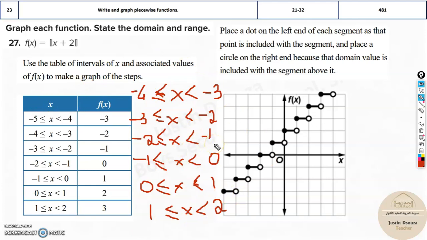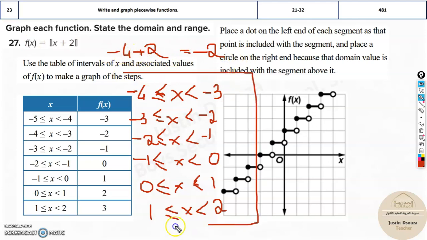Now what are the y values? Where do you have to plot? Very simple. What is the x value on the left side? Substitute over here. Now x is minus 4, plus 2. What is the y value? It is minus 2, right? So this is the x value, and what is the function of x? That is minus 2 here. Same way, put minus 3. What is the value? Minus 3 plus 2 is minus 1. Then over here it would be 0, 1, 2, 3 similarly.